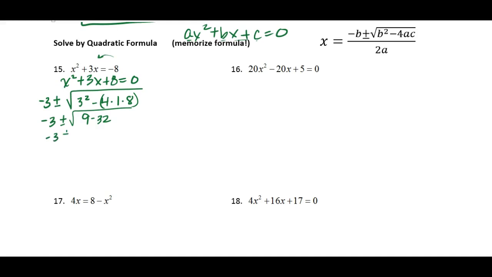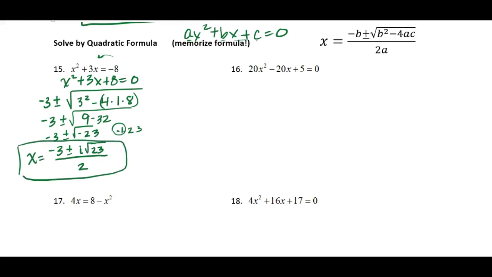So negative 3 plus or minus the square root of negative 23. Remember, that's negative 1 times 23. Negative 1 is a perfect square, so I can make this negative 3 plus or minus i square roots of 23 divided by 2a, which was 2 times 1, which is just 2. So there's my answers. Remember, the plus or minus contains both answers. That's a positive and a negative. Okay?